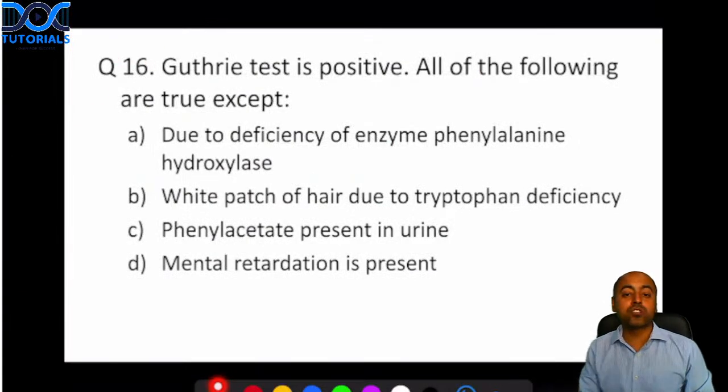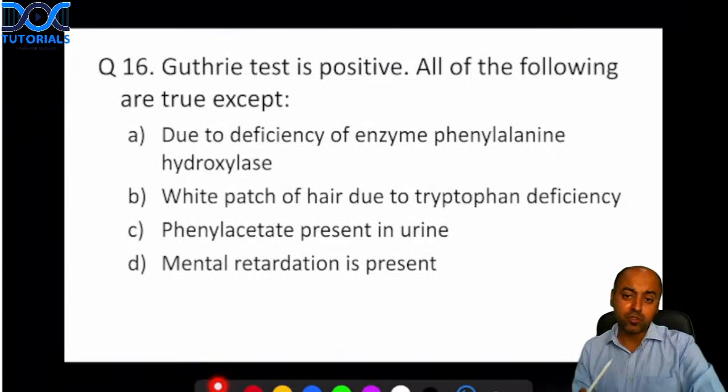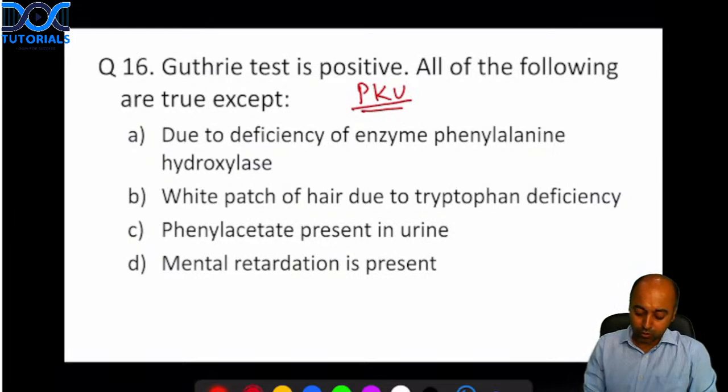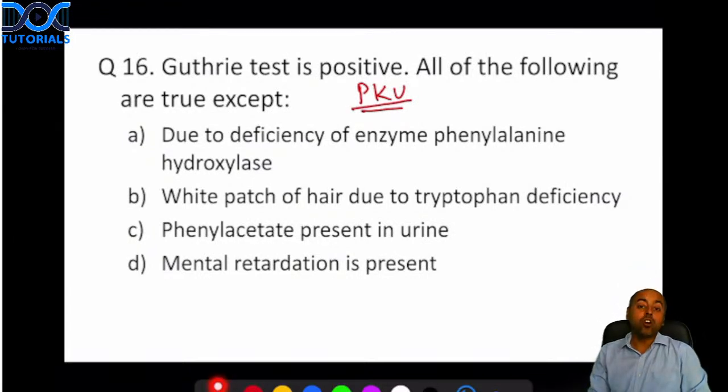Moving on to question 16, Guthrie test. Guthrie test is positive. You know it is positive in phenylketonuria. So we are talking about a patient of phenylketonuria. So which of the following is not true?